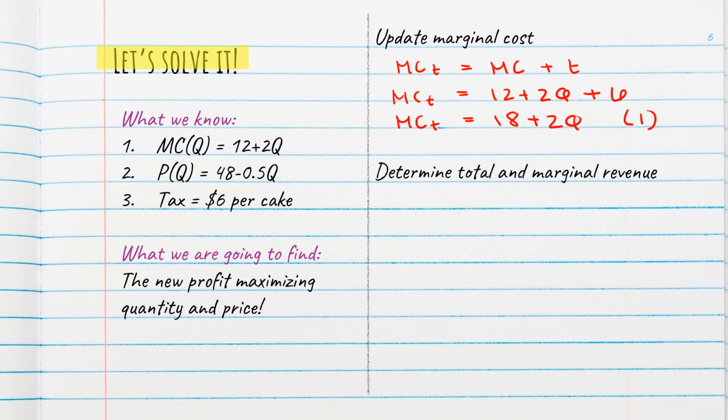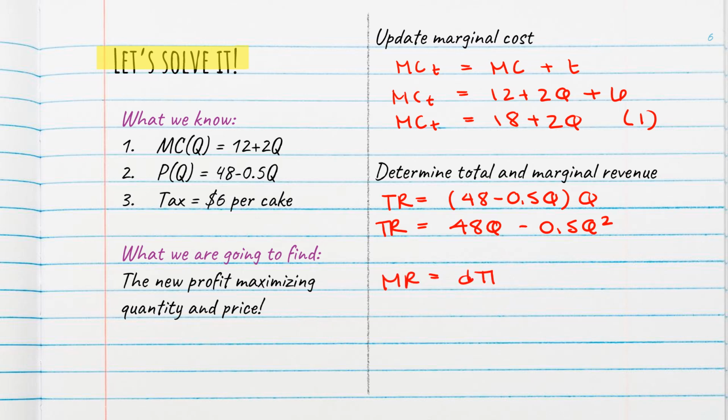Next, we need to find the total and marginal revenue curves. We've done this lots of times. The total revenue is price times quantity, where price is 48 minus 0.5Q. We multiply that by Q. Expanding it gives us 48Q minus 0.5Q squared. To find the marginal revenue curve, we take the derivative of the total revenue curve with respect to Q, which will be 48 minus Q, because we bring down the 2 and it turns the 0.5 into a 1. We'll call that equation 2. So we've updated our marginal cost curve, we've derived our marginal revenue curve, and the rest is going to look just like a standard monopoly question.